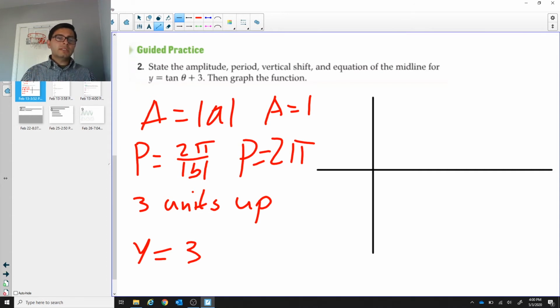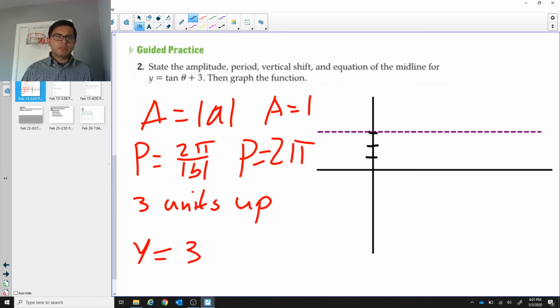I won't get into the philosophical discussion right now. I will just purely show you how to graph it based on these values that you have here. So the first thing, as we always do, is that we want to put the midline. Now our midline is going to be at y equals 3, so let's draw that out.